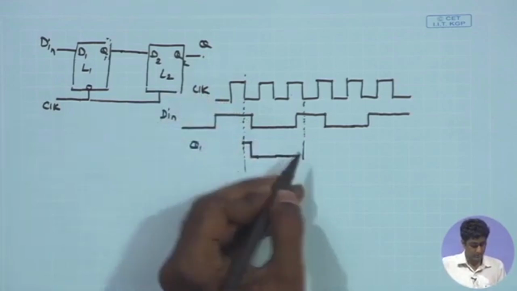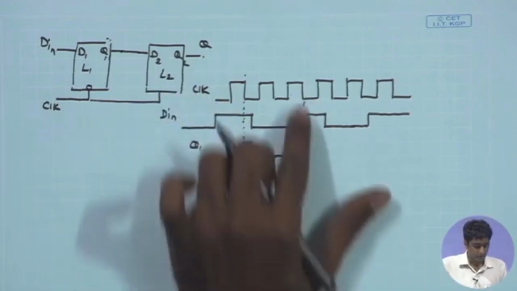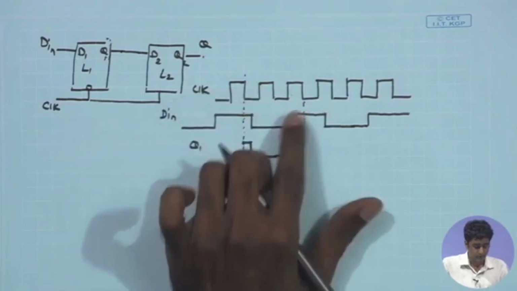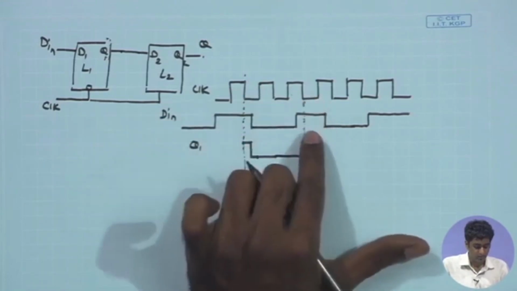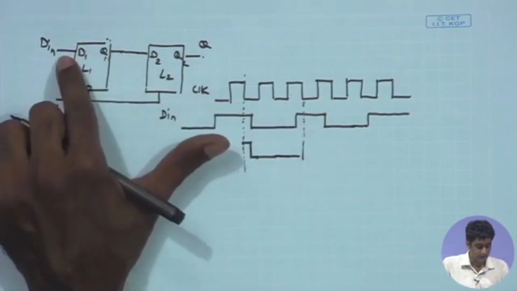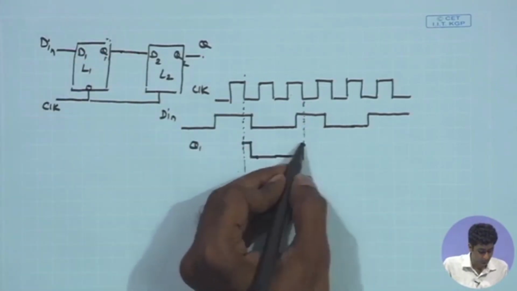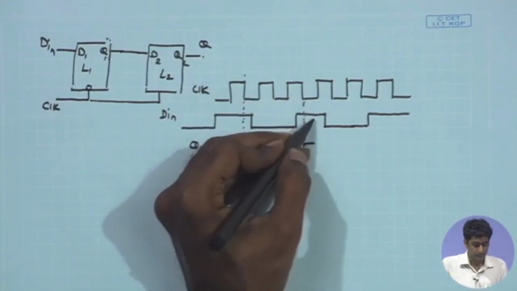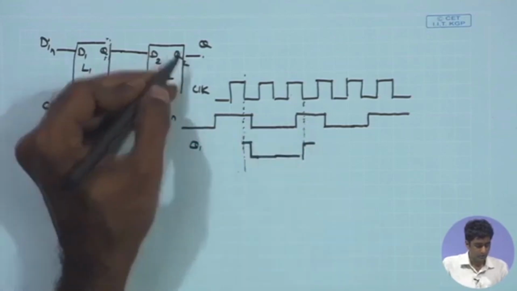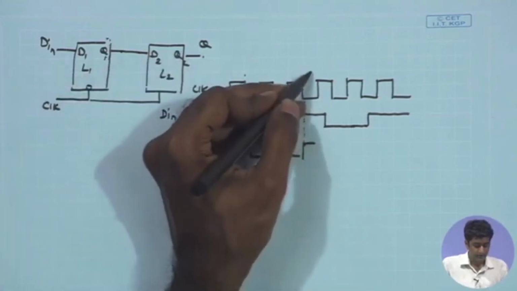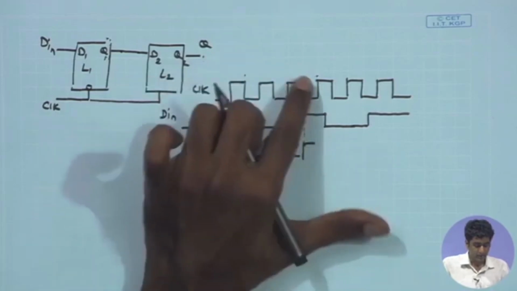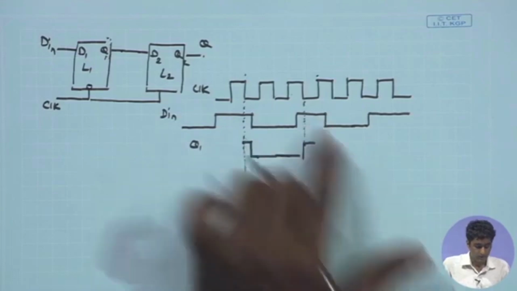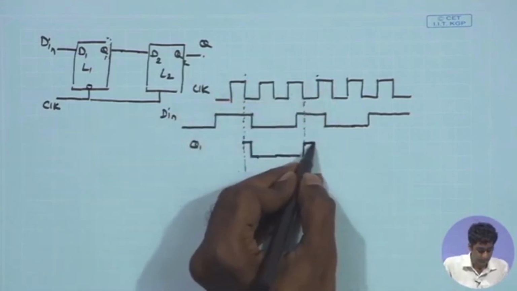At this point, however, when the clock has gone low, you have the D in changing. So, D in has changed at this point from 0 to 1. In the next low phase of the clock, the Q1 receives the D in which is high, therefore, the Q1 will be making a transition over here, and during this entire low phase, the D in remains 1. So, therefore, the Q1 will be remaining 1 during this entire phase, and before the clock goes high again, D in was high. As a result, during this entire high phase, the Q1 will be remaining high.